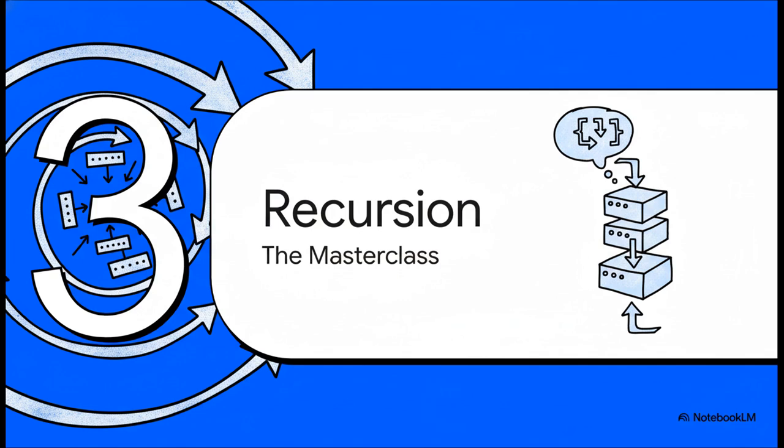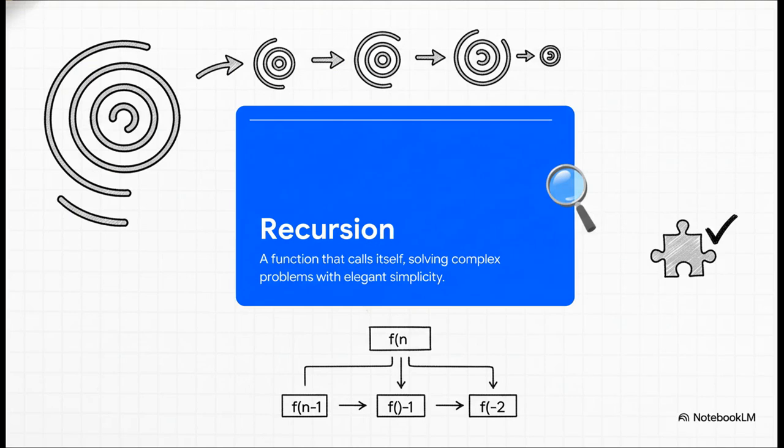All right, for our last topic, we're going to talk about a concept that might feel a little mind-bending at first. But trust me, it's one of the most elegant and powerful ideas in all of programming. We're going to dive into recursion, the art of a function calling itself. At its core, recursion is really just a way of solving problems. A recursive function takes a big problem and says, I'm going to solve this by calling myself with a slightly simpler version of the exact same problem. It keeps doing this until the problem becomes so simple that it can be solved instantly.